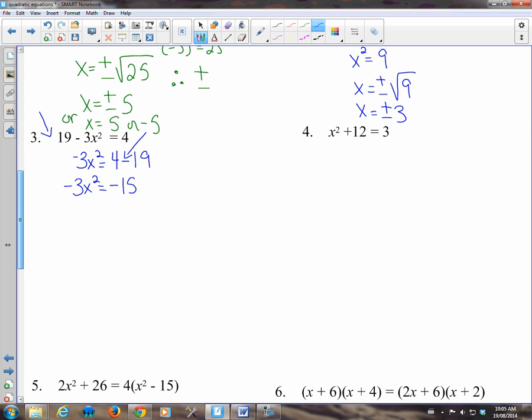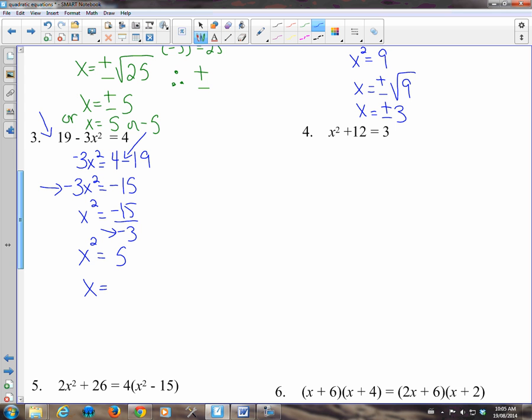And I keep doing my opposite operation. Instead of multiplying by negative 3, I divide by negative 3. I'm changing from multiplying to dividing. I'm not changing whether it's a positive or negative number. So I divide by negative 3. So negative divided by negative is a positive.